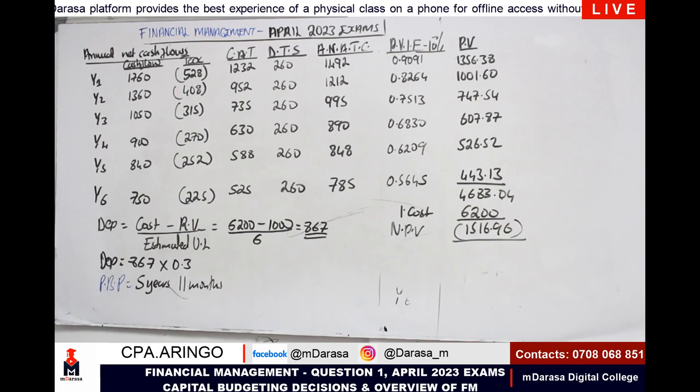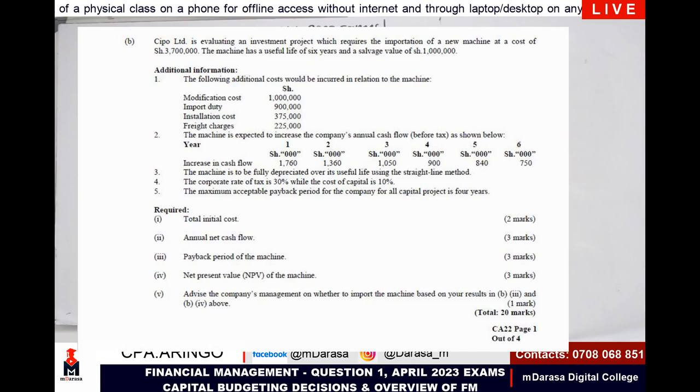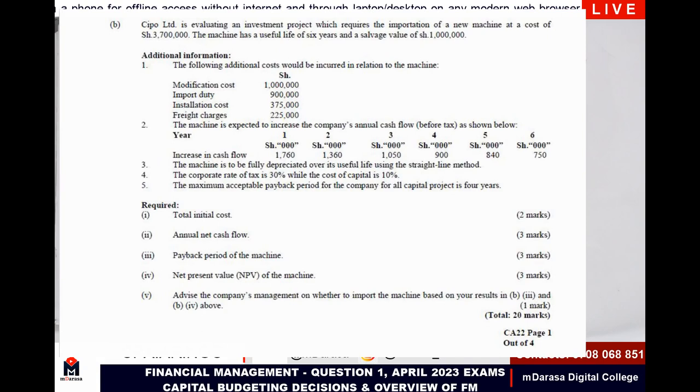So therefore, in this case, my good students, look at it in this case. Here is what you are asked to advise now. We are asked to advise the company's management on whether to import the machine based on your results in B1, B3 and B4 above. So based on our payback period, should we invest, given the fact that the maximum acceptable payback period for the company for all capital projects is 4 years.